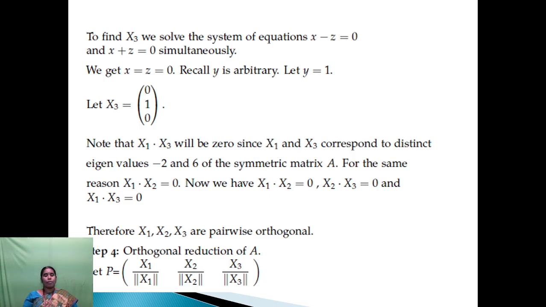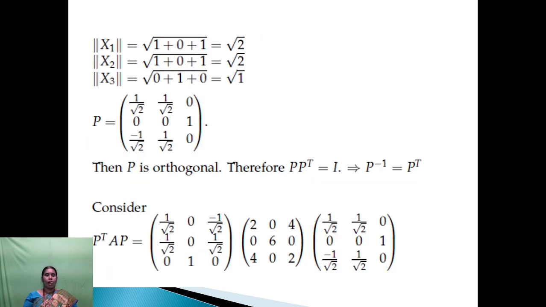Next, the orthogonal reduction of A. We just calculated the eigenvalues and eigenvectors. So next, for orthogonal reduction, we have to calculate the modal matrix. For that, we calculate x1 by mod x1, x2 by mod x2, x3 by mod x3, which take the values: first, 1 by root 2, 0, minus 1 by root 2; second, 1 by root 2, 0, 1 by root 2; third, 0, 1, 0. Then P is orthogonal and we replace P inverse by P transpose.